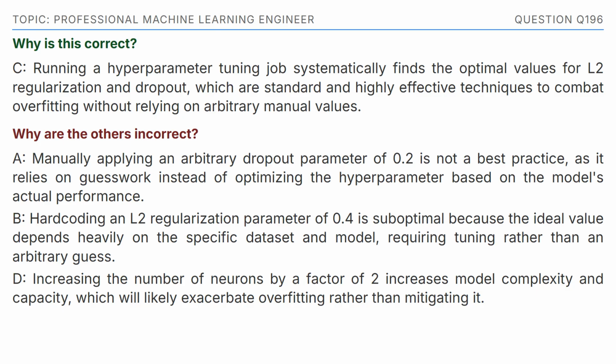Why are the others incorrect? A. Manually applying an arbitrary dropout parameter of 0.2 is not a best practice, as it relies on guesswork instead of optimizing the hyperparameter based on the model's actual performance. B. Hardcoding an L2 regularization parameter of 0.4 is suboptimal because the ideal value depends heavily on the specific dataset and model, requiring tuning rather than an arbitrary guess. D. Increasing the number of neurons by a factor of 2 increases model complexity and capacity, which will likely exacerbate overfitting rather than mitigating it.